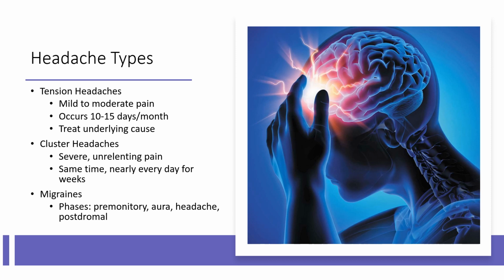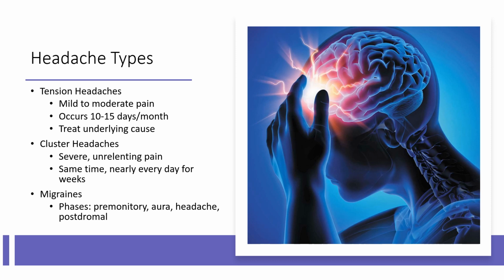For our cluster headaches, so these are neurovascular headaches. The occurrence, usually it's the same time nearly every day for several weeks. There's usually periods of remission, which are often at night. These are severe, unrelenting, unilateral pain. It's usually in and around the eye. The peak pain is 5 to 10 minutes after onset, and they continue in intensity for 1 to 3 hours.